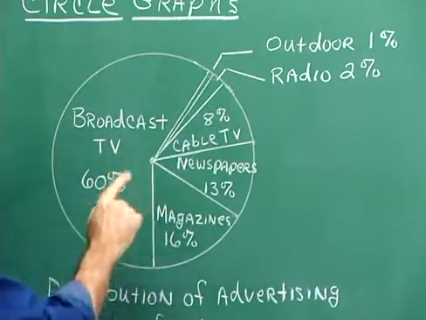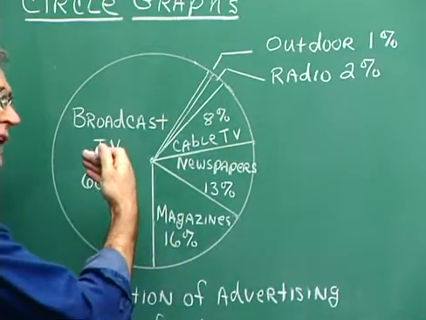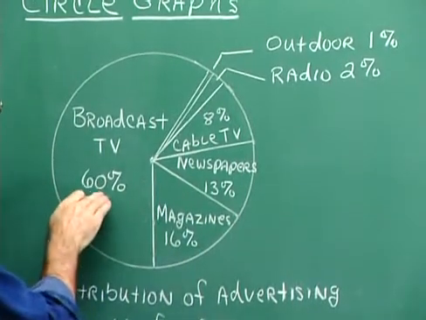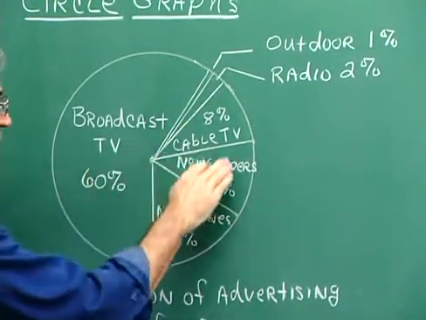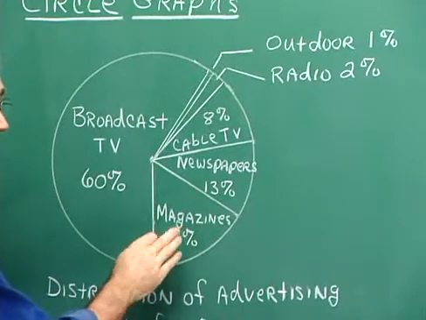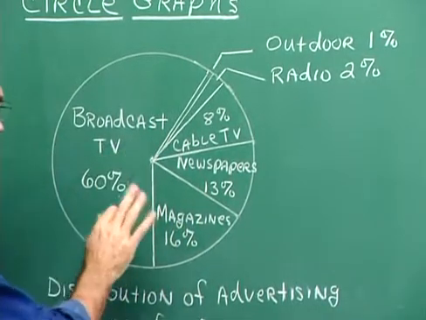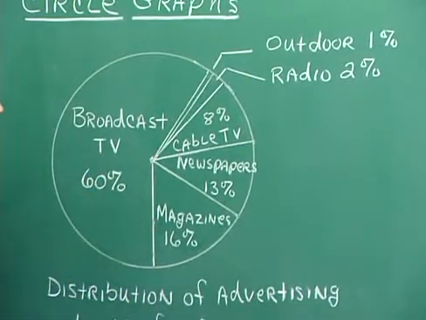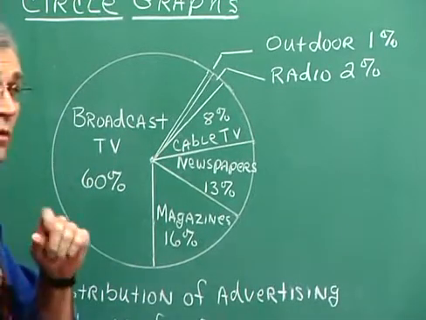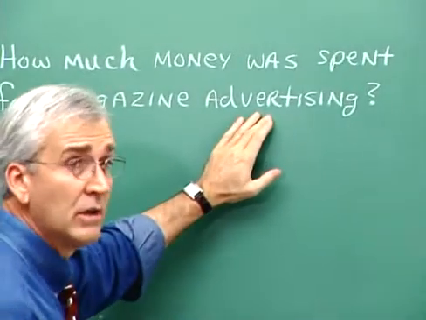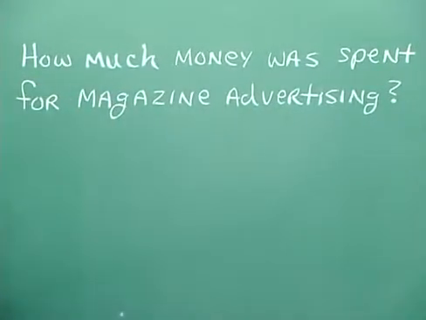Sometimes, rather than percents, a certain total amount is used. You see, we don't have an amount of dollars here in each part of our graph. We have a percent of the total as illustrated here. But sometimes the amounts are given here. Well, anyway, we can answer questions such as this. How much money was spent for magazine advertising?